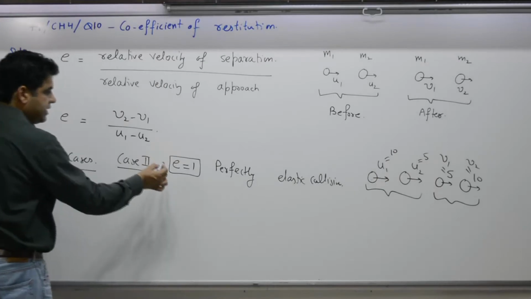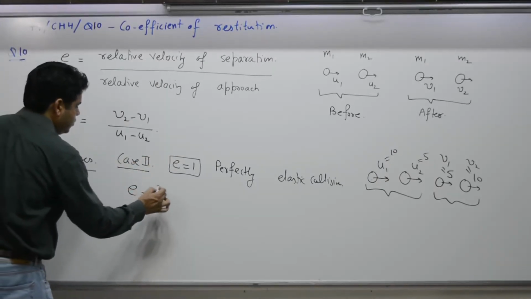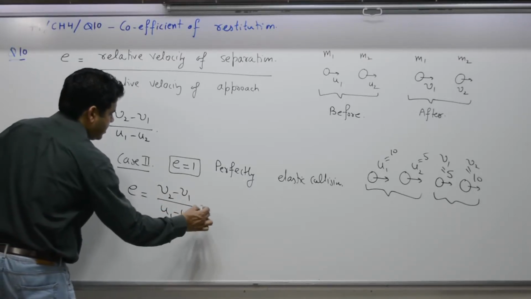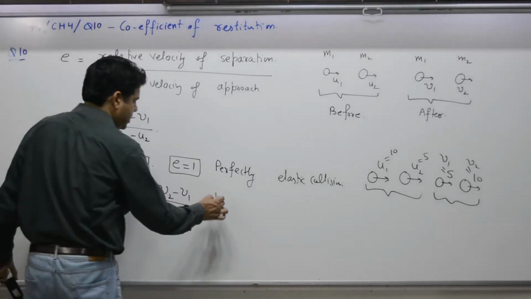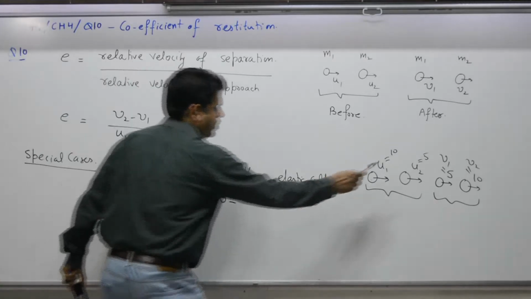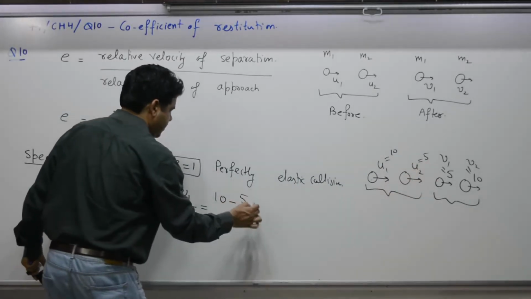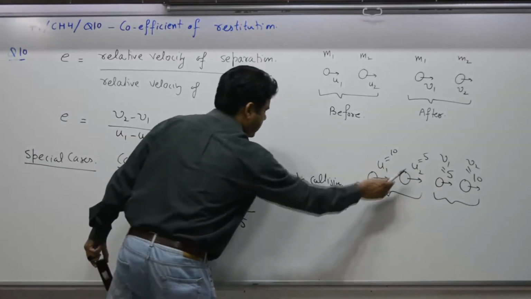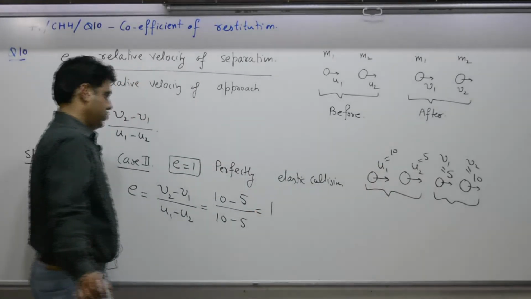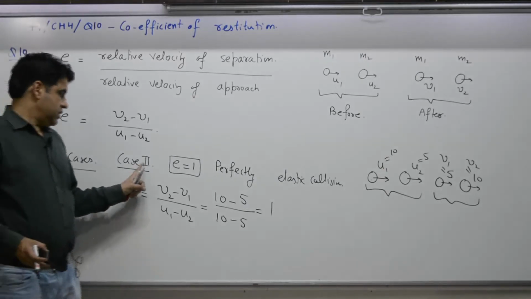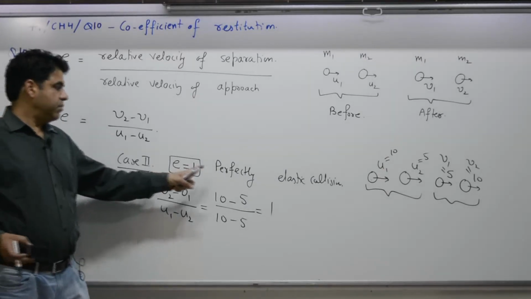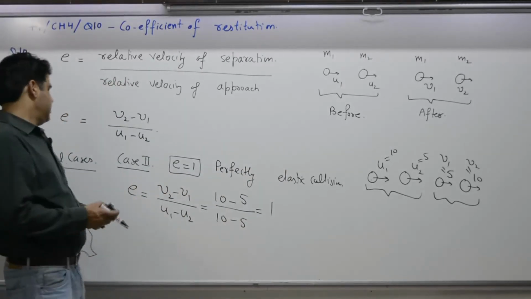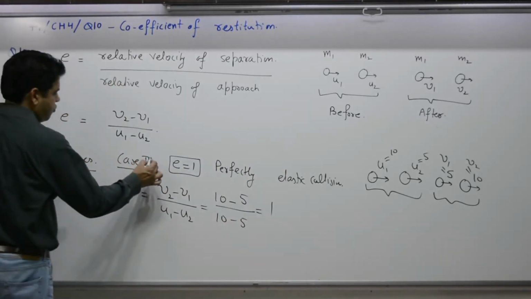What is the value of E for this? E is equal to v2 minus v1 over u1 minus u2. v2 is 10, v1 is 5, u1 is 10, u2 is 5. So E is equal to 1. So this is another extreme: a perfectly elastic collision. E is equal to 1. Now practical cases.